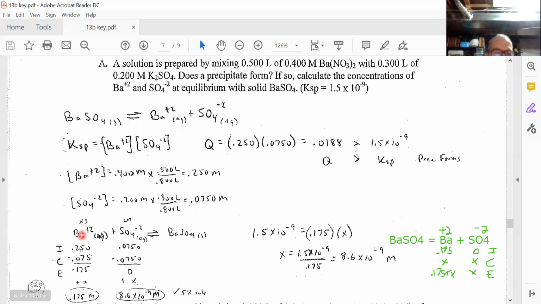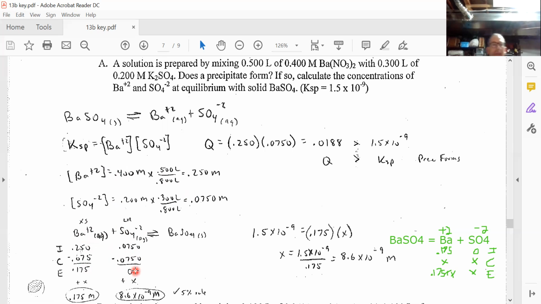I'm going to actually think of this almost like an excess limiting reactant problem where I have 0.250 of barium and I have 0.0750 of sulfate. And these are going to combine 1 for 1 until something's gone. Okay, so I think about this, and essentially all the sulfate's going to react because they're in a 1-to-1 ratio. I have less of it. Okay, and that's going to leave me with 0.175 molar barium left and nothing of the sulfate.